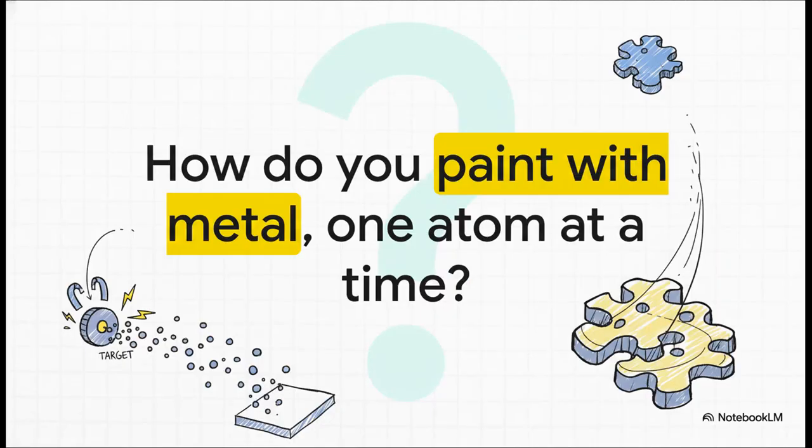All right, let's just jump right into the big question. How in the world do you paint with metal, one single atom at a time? I mean, how is it even possible to lay down a film of, say, titanium or a complex alloy so that it's perfectly uniform, impossibly thin, and covers every little microscopic nook and cranny on a surface? You know, it really sounds like it should be magic, but it's just pure physics.